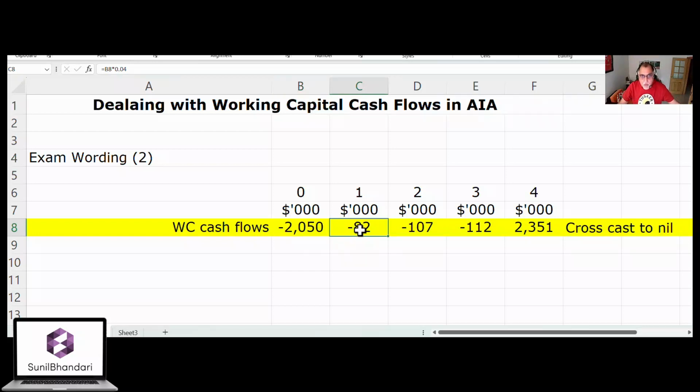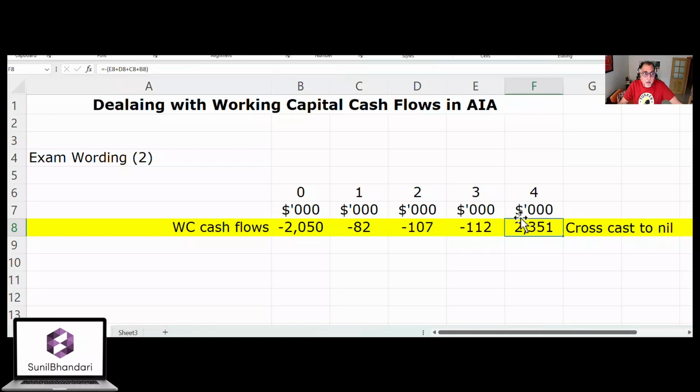And then the 2050 plus the 82 goes up and down, up and down, up and down. But when you get to year two, it's still there. So how much have you got to add to it? It's got to be added to it, what is going to be 5% of that total, and 5% of the total of all three. And then you cross cast to nil.